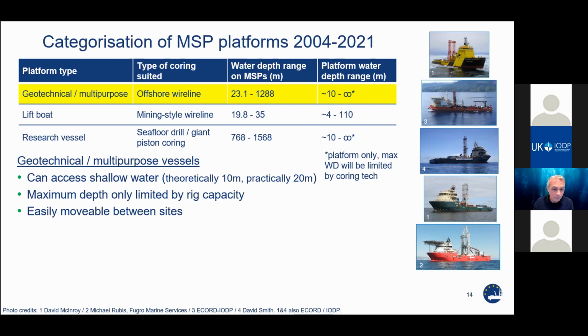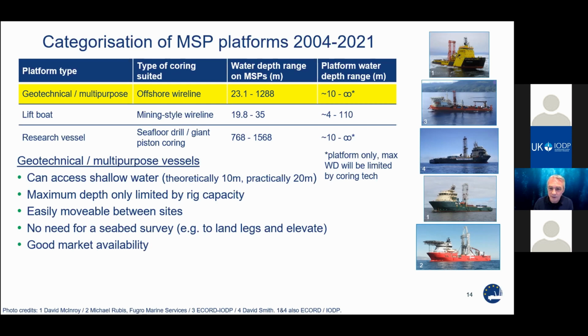Other advantages of these vessels are that they are easily movable between sites. There is no need for a seabed survey to land any legs and elevate. There is generally good market availability. So despite a shrinking market and takeovers of smaller companies, there are still competing options out there that we can access. Also, these vessels can basically transit to and from anywhere. So as long as ECORD is willing to pay or part pay the transit costs, these vessels are more or less globally ranging.